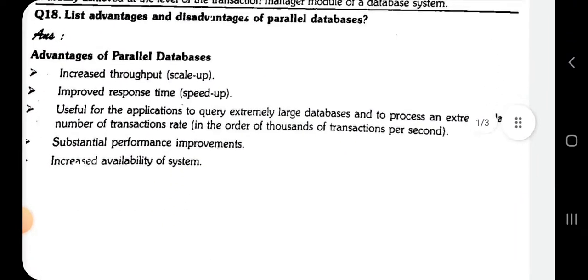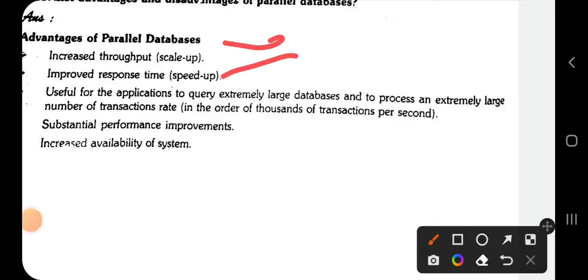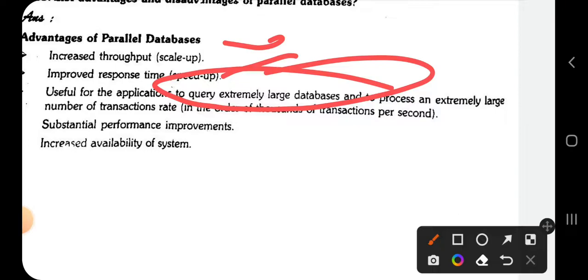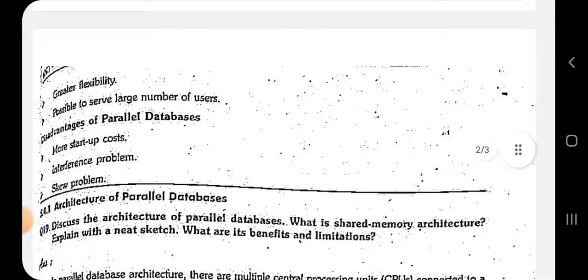Just go through them. Increased throughput: it can take many inputs at a time. It also has improved response time, as you have multiple systems, so every process gets its response within time. Longer queries are divided into sub-queries so that they can be executed in parallel. This can be used in large applications where you have day-to-day updates and a number of transactions that have to be done in parallel. At that time we use parallel databases. We also have some disadvantages related to it.